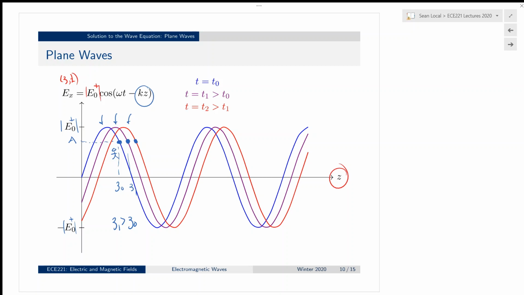And this is how we were able to justify that this particular solution to our wave equation travels in the plus z direction. Now we can actually evaluate a couple of things related to this wave. We can actually work out the velocity that these 3 points are moving at. We've established that they're moving to the right in the plus z direction, and you might guess that they're related to the wave velocity u that we came up with previously.